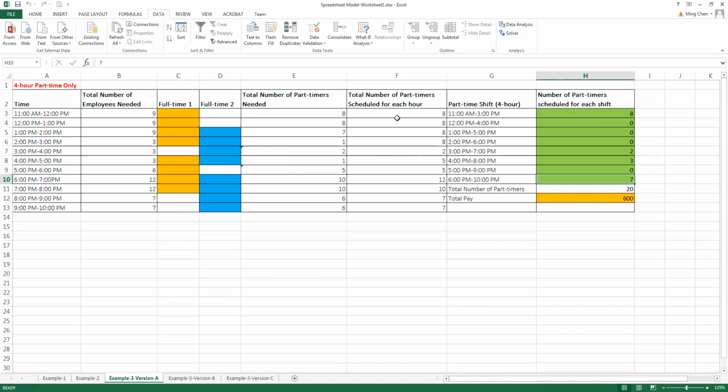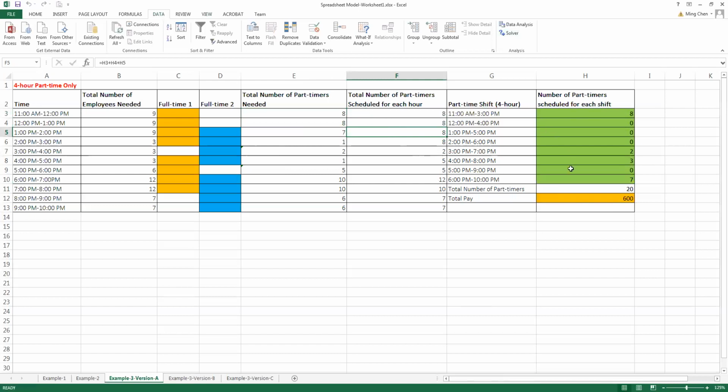So let's look at requirement. From 11 to 12, I have 8 people. That meets the requirement. 12 to 1, 8 people available. I need 8. That meets the requirement. For the next hour, 1 to 2, I need 7. I have 8 available. That's good. You have 1 extra. So in some periods, it's exactly the same. In some periods, it's a little bit more.